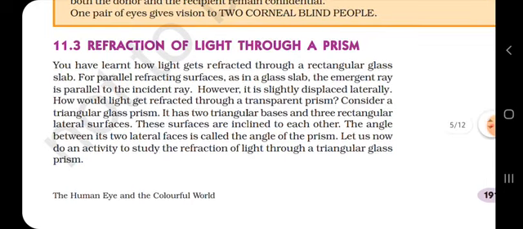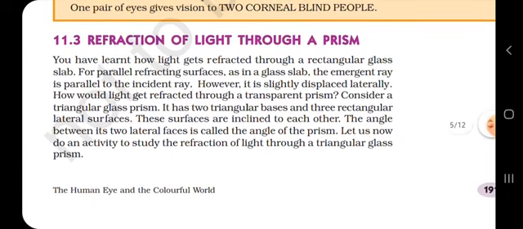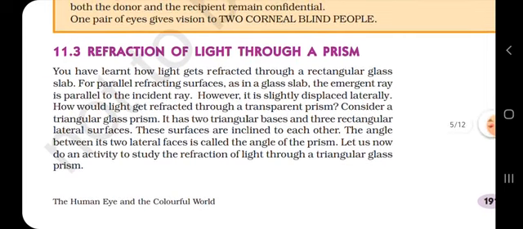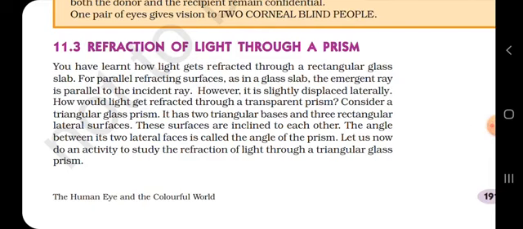Students, consider a triangular glass prism. It has two triangular bases and three rectangular lateral surfaces. I will explain this on the whiteboard so that you can understand clearly. I will draw the figure and show how the refraction takes place, but just now I am telling you orally.